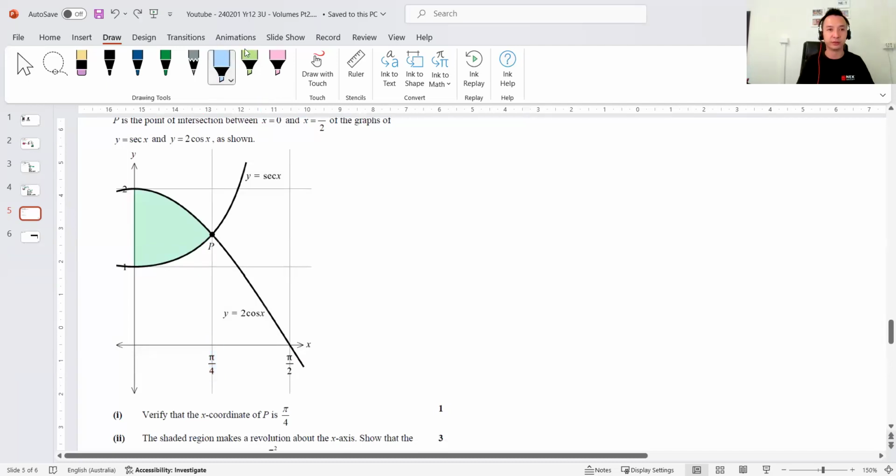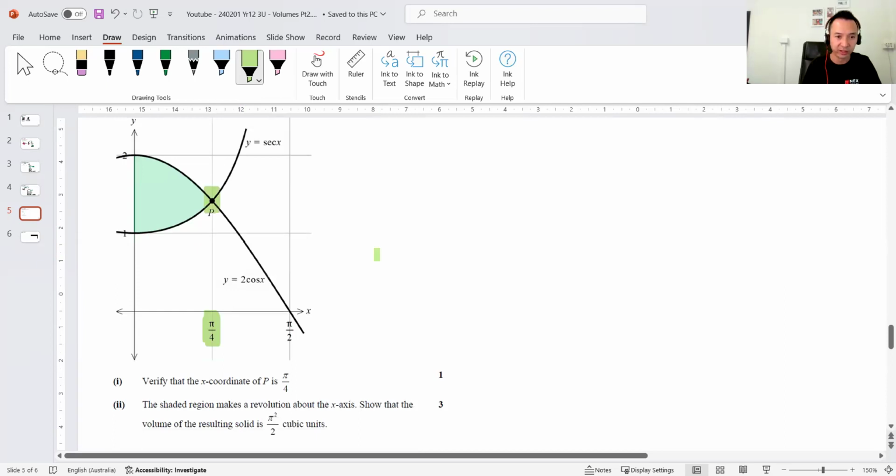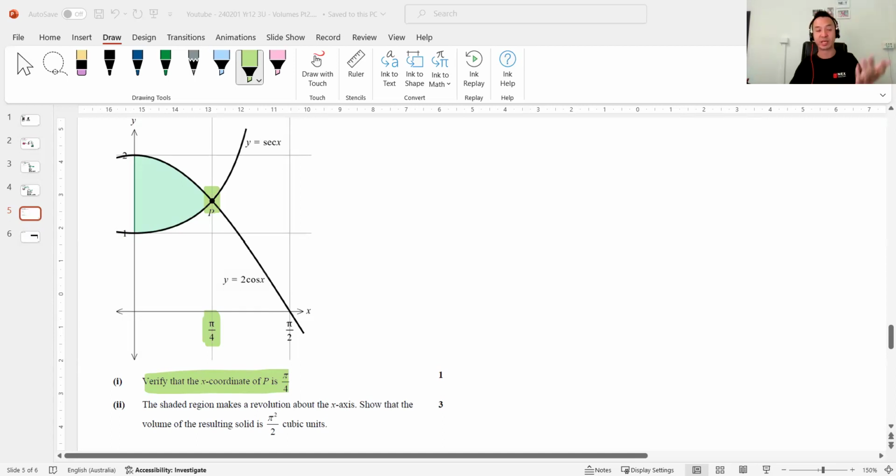Perfect. So I use a different highlight color. They use the same blue as mine. Okay, so that's the point of intersection. That's good because now I need to know what am I doing. Verify that that's the x coordinate of P. So I'm assuming then that I solve it simultaneously. Or I can just sub it into both graphs and see if it gives me the same y value, right? That's probably easy actually.